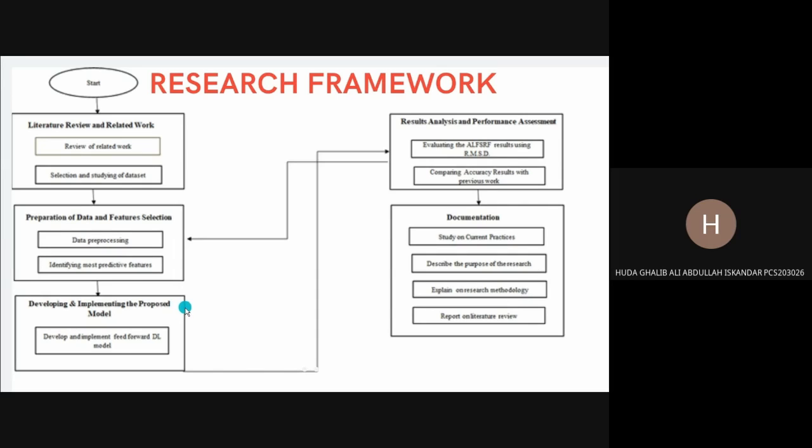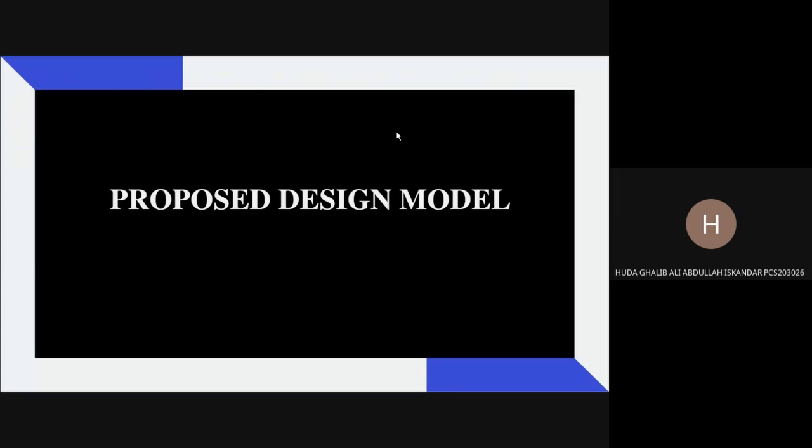The third stage is developing and implementing the proposed model. The proposed model here is a feed-forward deep learning model. The fourth stage is result analysis and performance assessment. We will evaluate the ALS results with our accuracy metric, and we will compare it with other previous works using either neural networks or machine learning. For the documentation, we will study the current practices, describe the purpose of the research, explain our research methodology, and report on the literature.